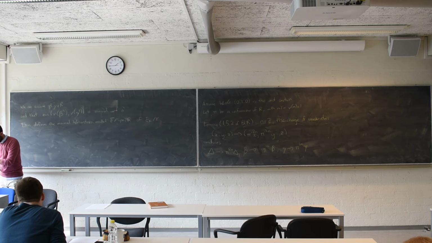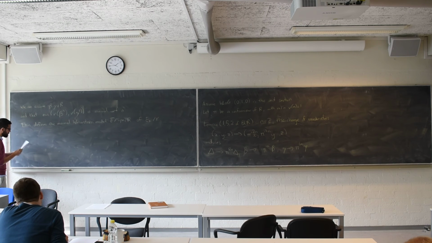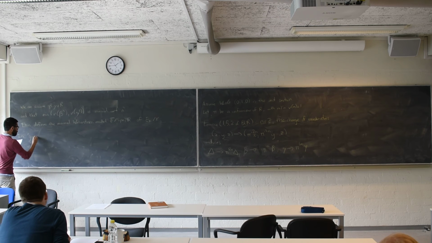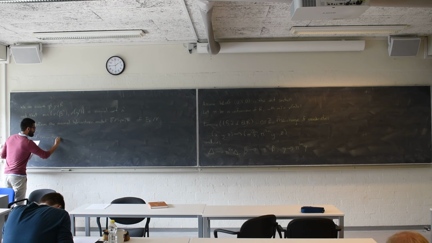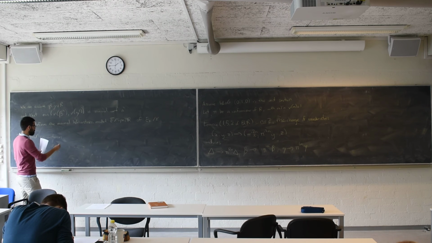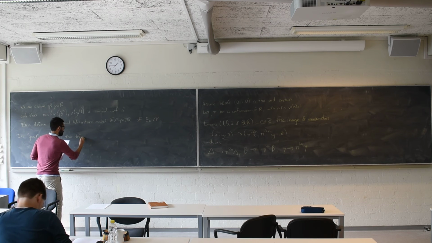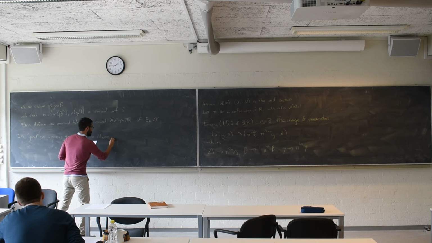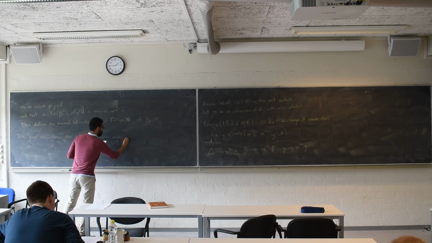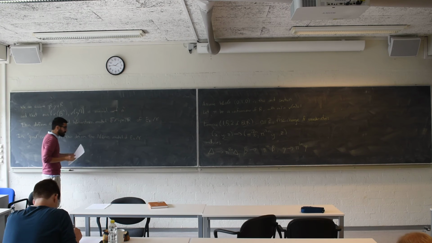All right. Now, the exciting part is that in good circumstances, good in quotations, this defines the Neron model of E_K over K. Now, in general, this does not hold.